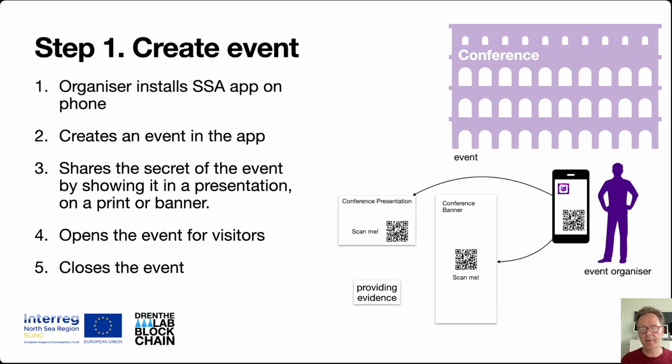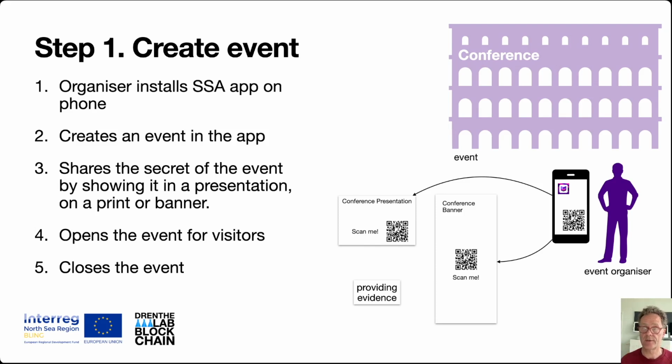This is a little bit tricky, of course, because it's not only locally. There's not only a same time, same place restriction, because it can also be used for online events. You can imagine that during an online event, the event organizer makes sure that there is some conference presentation slide which contains the QR code that can be scanned by people having the SSA app installed on their phone. Okay, this is step 1.